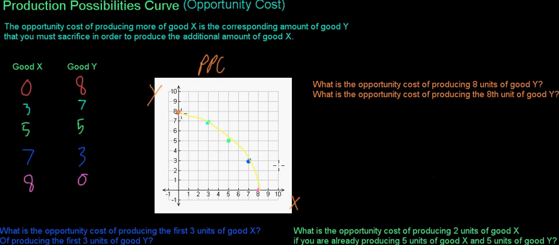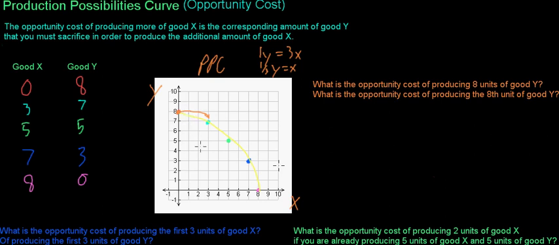Now to produce those first 3 units of good X, to go from here to here, we only have to sacrifice 1 unit of good Y. So the opportunity cost to go from this point right here over to this point right here, of producing the first 3 units of good X, is only 1 unit of good Y. So we sacrifice 1 unit of Y for 3 units of X. And so another way of saying that is that the opportunity cost of the first unit of good X is approximately a third of a unit of Y, if we're over here.